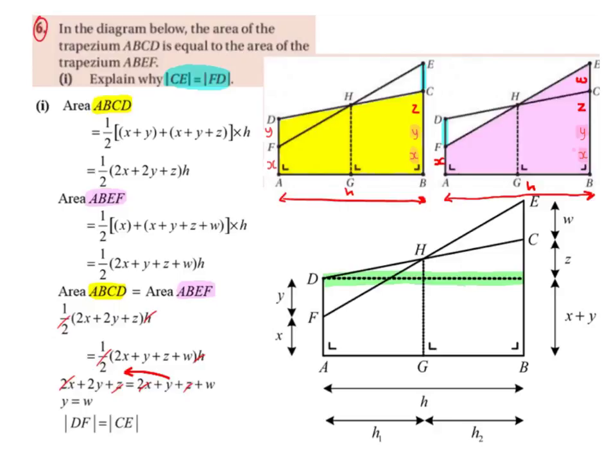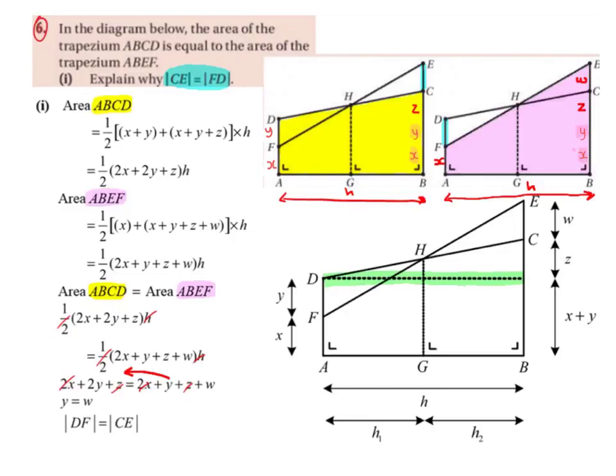Okay, so the formula for the area of a trapezium is the sum of the parallel sides divided by 2 multiplied by the height, or you could say half multiplied by the sum of the parallel sides, also multiplied by the height. So I'm going to go with half multiplied by the sum of the parallel sides multiplied by the height. So let's start with the area of ABCD, the yellow trapezium.